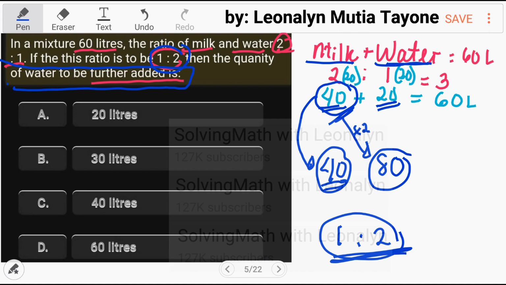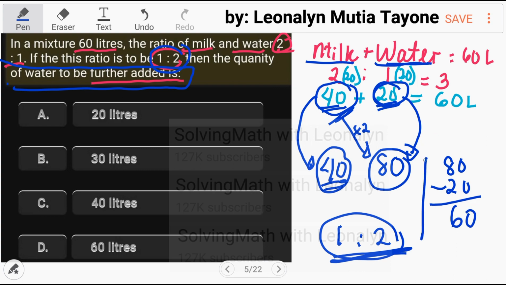Ngayon, original na water niya ay 20. Paano natin gawing 80 si 20? Therefore, mag-minus tayo. 80 minus 20, and that is equals to 60. Ibig sabihin yan, itong 60 na ito, yan ang idagdag natin sa 20.